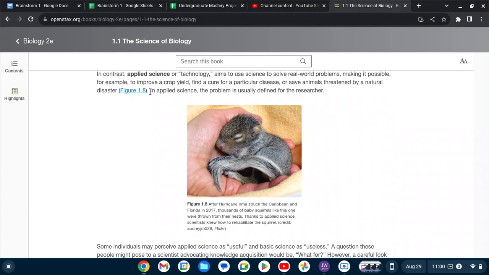In contrast, applied science, or technology, aims to use science to solve real-world problems, making it possible, for example, to improve crop yield, find a cure for a particular disease, or save animals threatened by a natural disaster. In applied science, the problem is usually defined for the researcher.